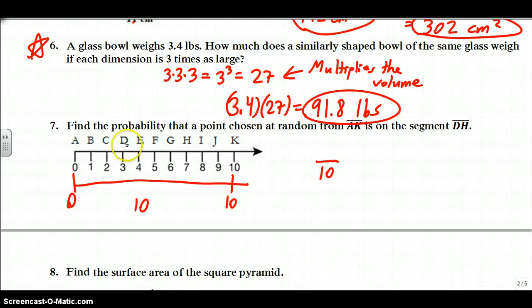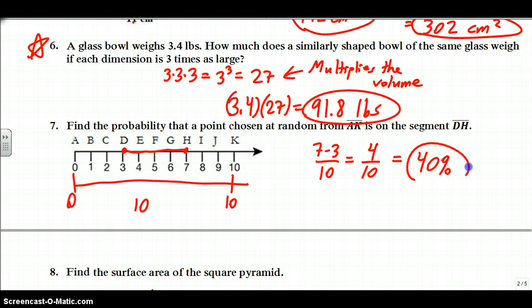What's the probability that the point's on segment DH? Well, DH is 7 minus 3, which is 4 units long. So you take the length of the part you want to be on, which is 4, divided by the whole segment, which is 10, so you get 40%. The part you want to be on divided by the whole segment. Okay?